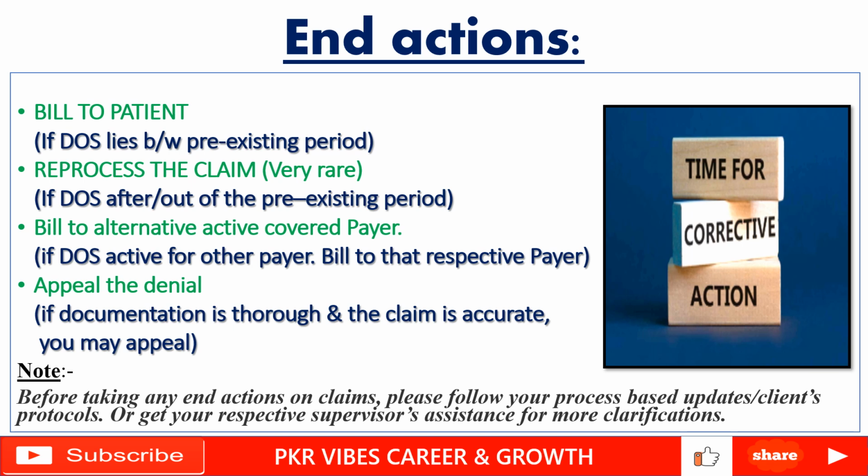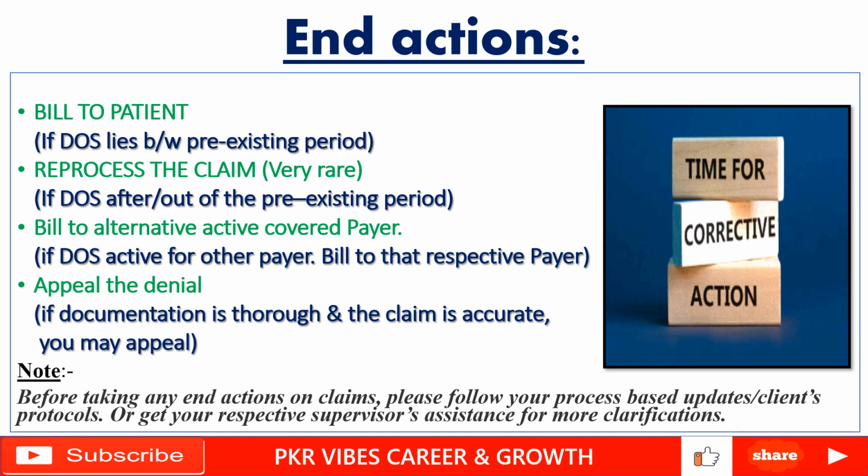For example, our date of service that we billed is out of the pre-existing period. For example, the diabetes pre-existing period of the patient is, for example, 1 year, but our date of service is after 1 year from the policy beginning date.